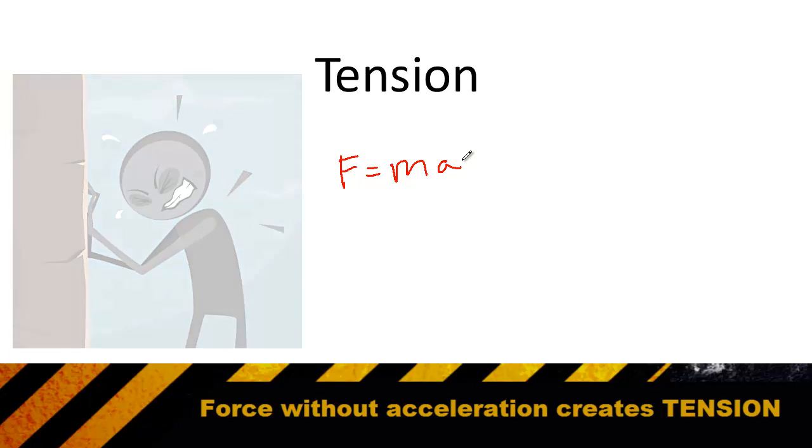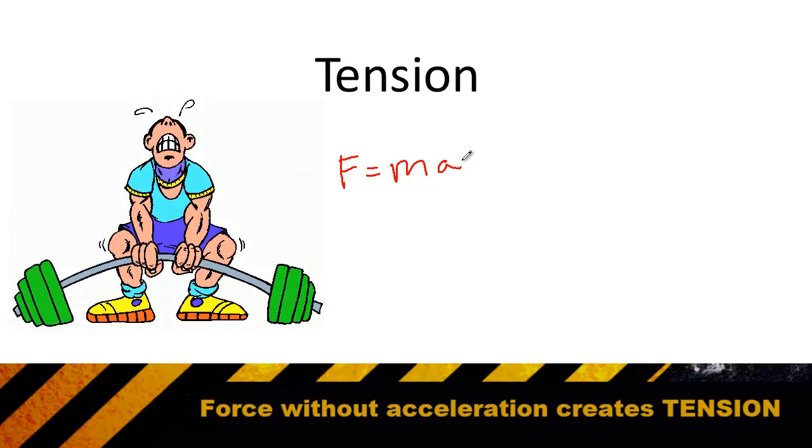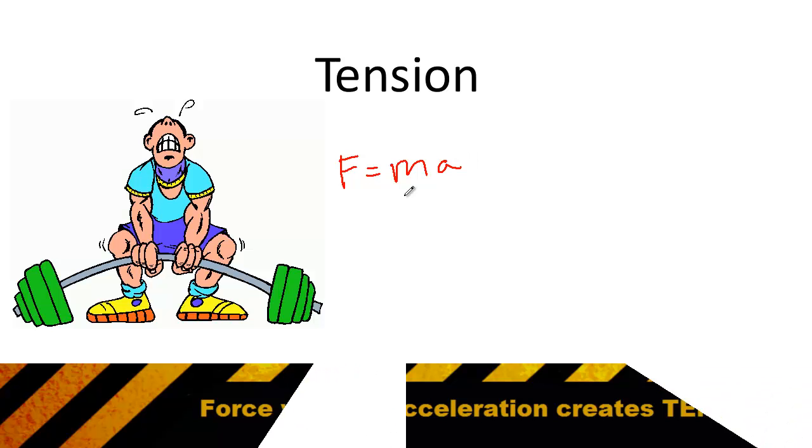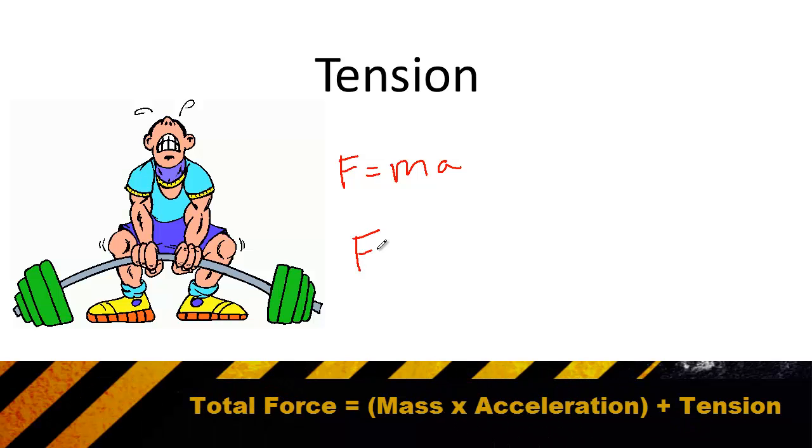An example would be a weightlifter who tries to lift something that is simply too heavy. The weightlifter exerts a force through his muscles on the barbell, but he can't lift it. It's simply too heavy. There's a force being exerted and there's energy being spent, and that is being translated into tension in his muscles.